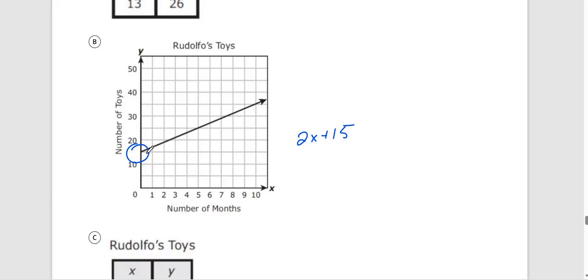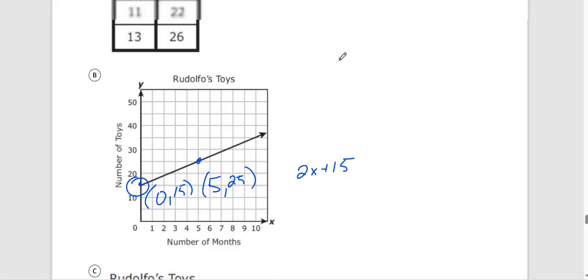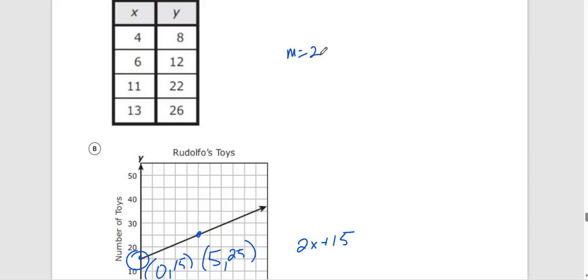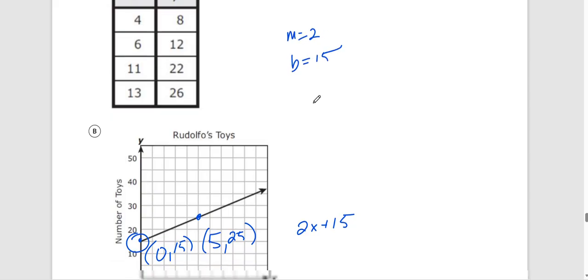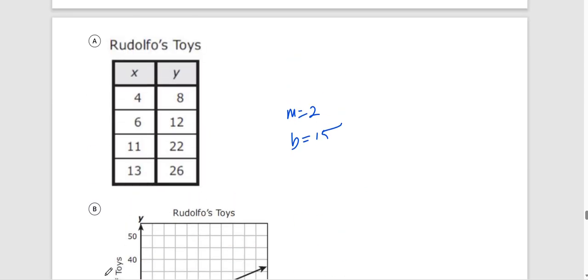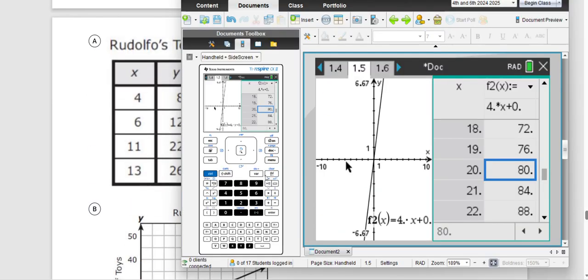Let me see the coordinates. So, let me just get coordinates then. This is going to be 0 and 15. And this one will be 5 and 25. And let's just look for these things. So in all of these, we're looking for M to be 2 and B to be 15. Almost.